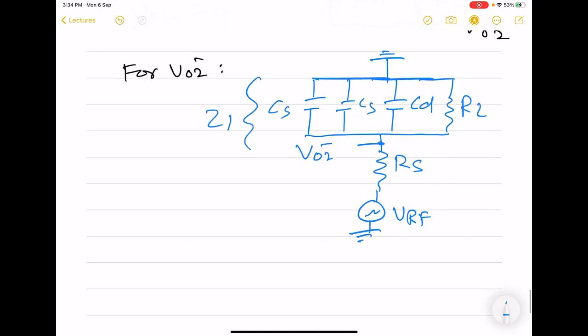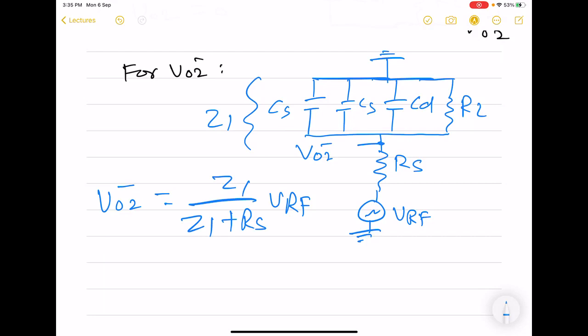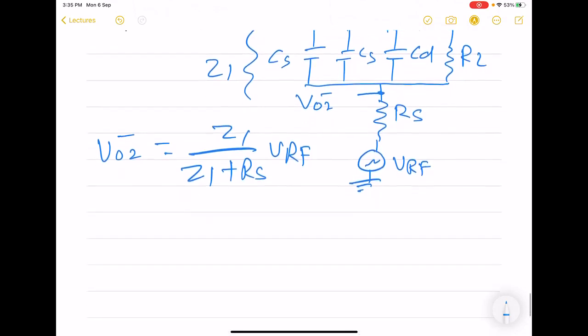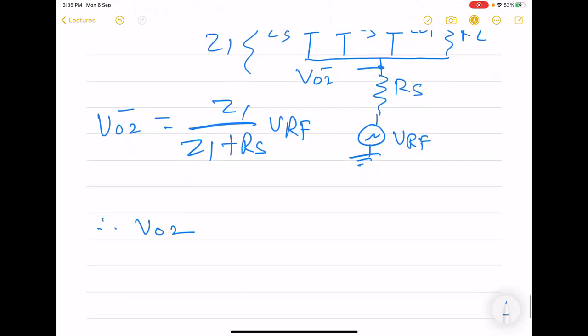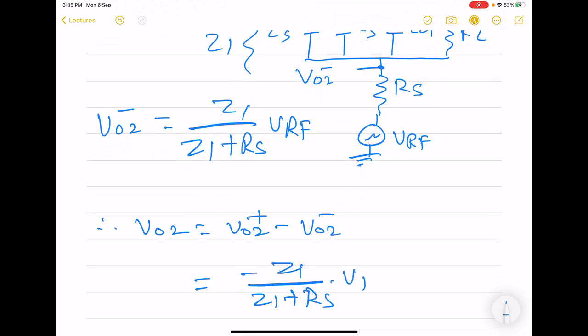So this is Z1, same as what we found earlier. So VO2 minus is Z1 divided by Z1 plus RS into VRF. So therefore, VO2, which is VO2 plus minus VO2 minus, becomes minus Z1 divided by Z1 plus RS into VRF.